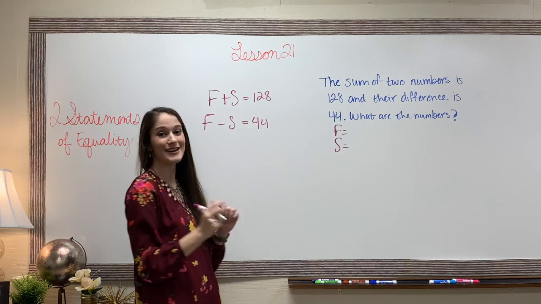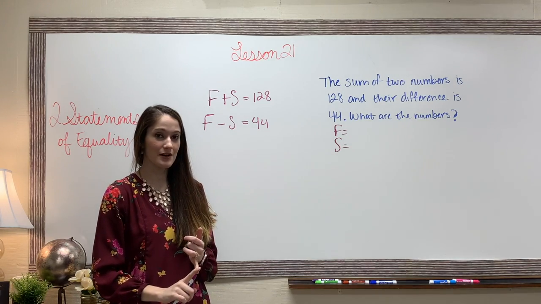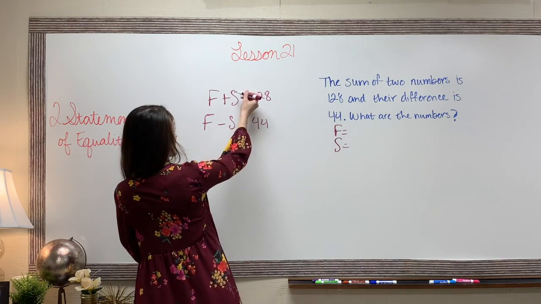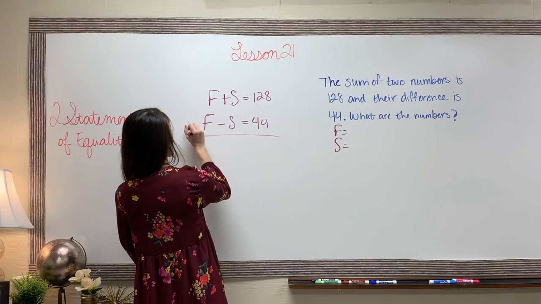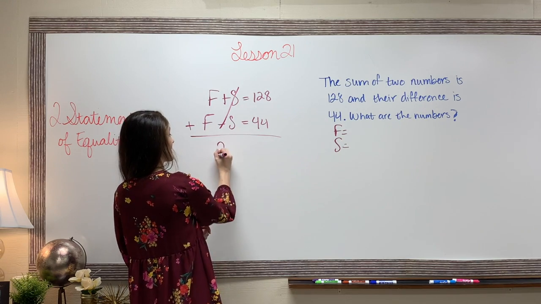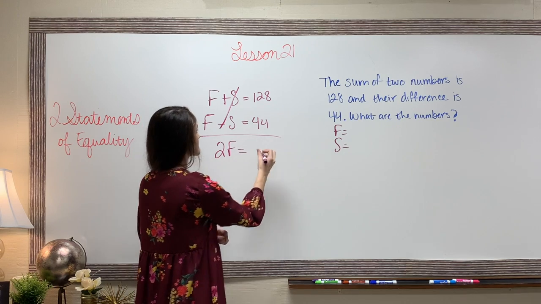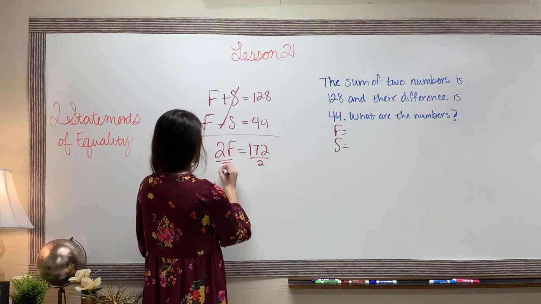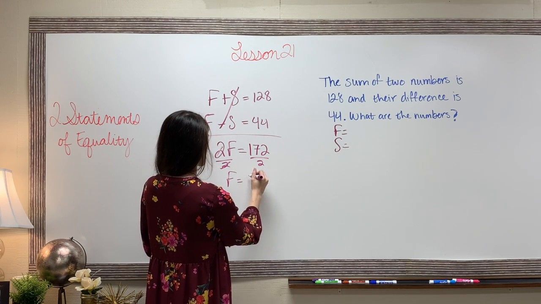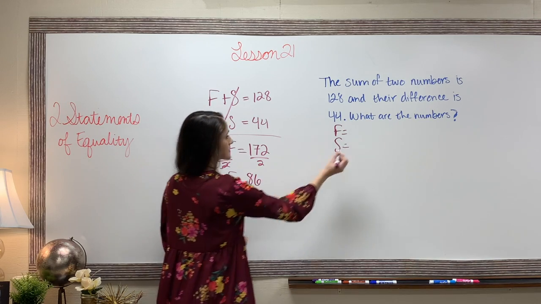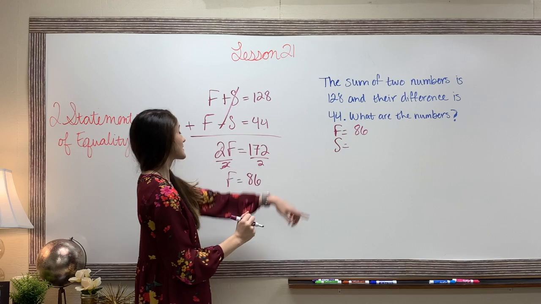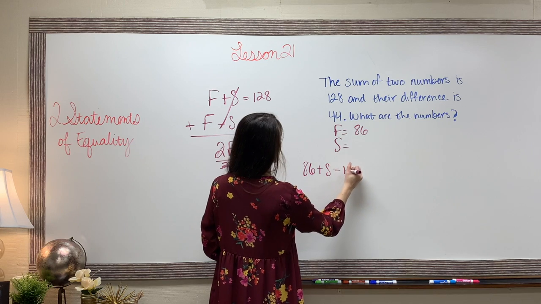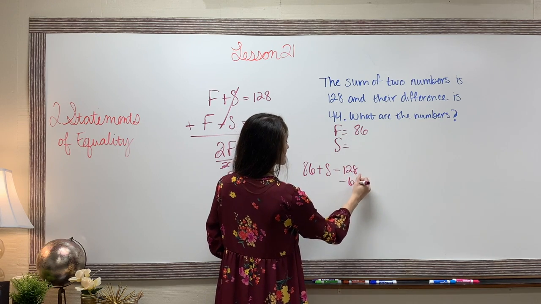And right here, I see that I can either set this up in my calculator under system equations, or this problem is already set up for elimination because I have plus s and minus s. So when I add the two equations together, the s's are gone, and I get 2f equals 172. So then we're just going to divide by 2, and f equals 86. And then I'm going to take 86, plug it back into one of these equations. So 86 plus s equals 128. We're going to subtract 86.